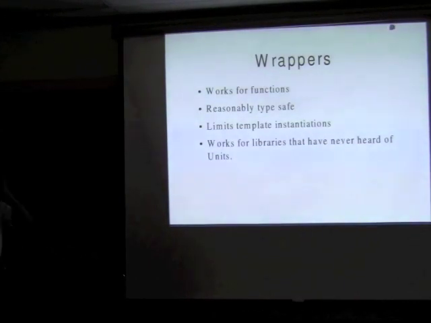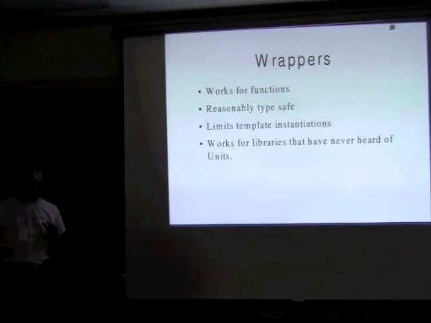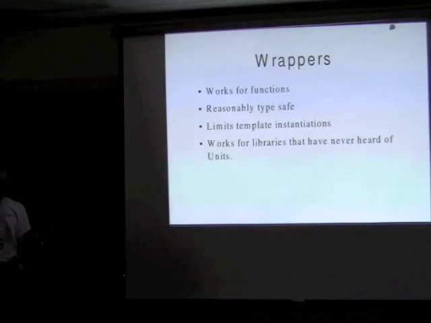I haven't really thought about the best way to deal with classes like accumulators or uBLAS, but I'm not sure there even is a good way. But for functions, you can define a wrapper. It's reasonably type safe. By this I mean, once you define the wrapper, if you get its signature correct, then anyone using it, it'll just work and they don't have to worry about it. The types will be correct.